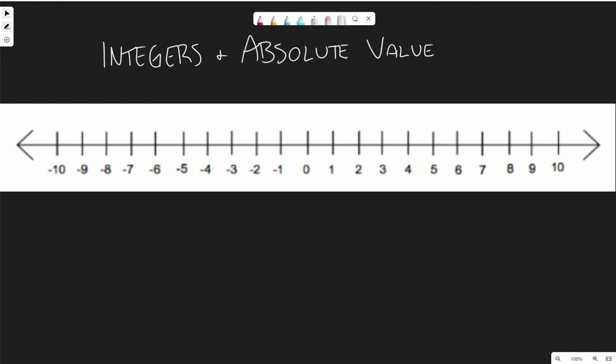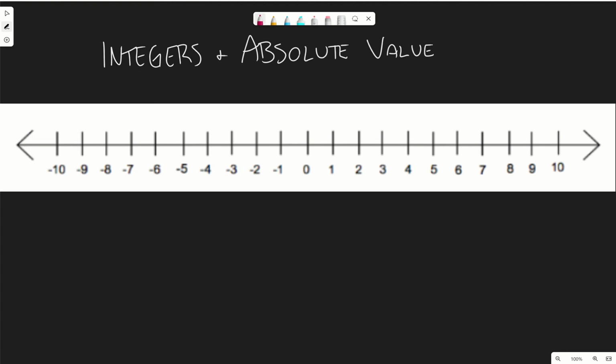But today we're just going to get into the basics of integers. What are integers? How do we use those? And how does that relate with this term here, absolute value? How does that relate with integers? So there's where we're going to be today. It's going to be a great day.